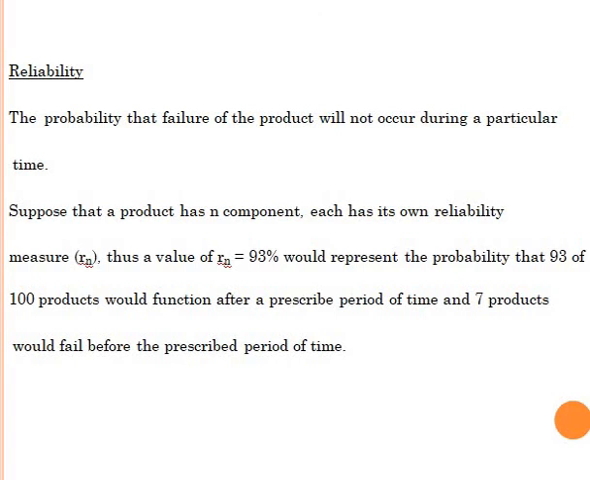So that's why when we define the reliability, we say it is the probability that the failure of the product will not happen during a particular time. That's why they will tell you we have a guarantee for 1 year. They are assuming that the product or a certain percentage of the product will not fail during this period.